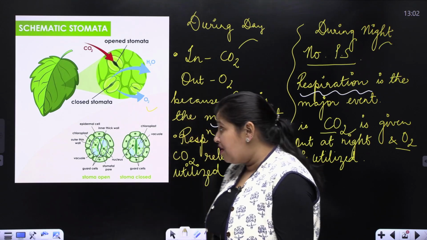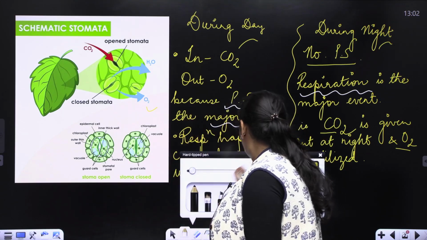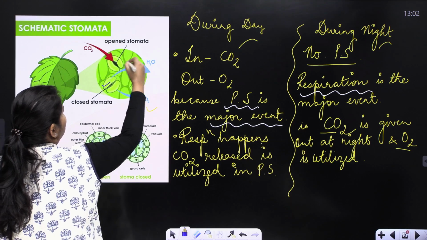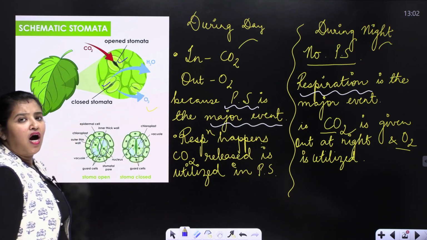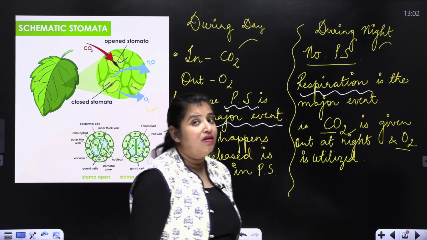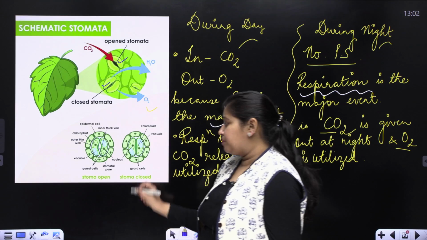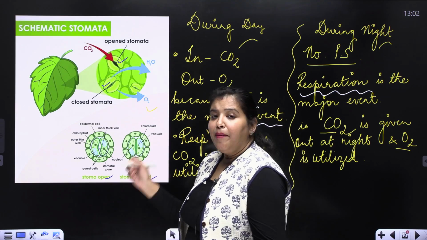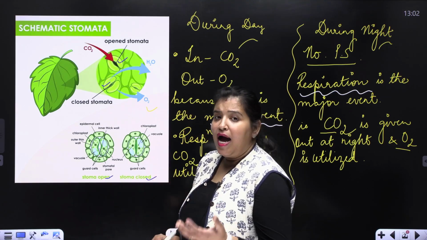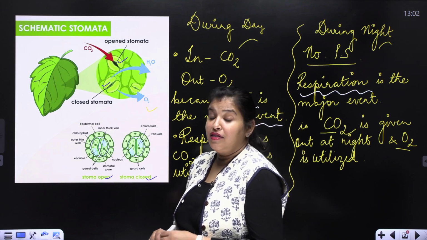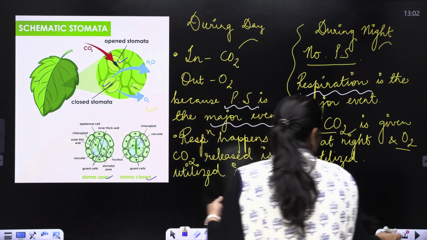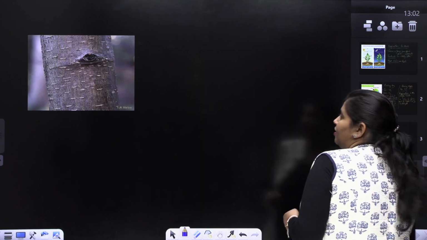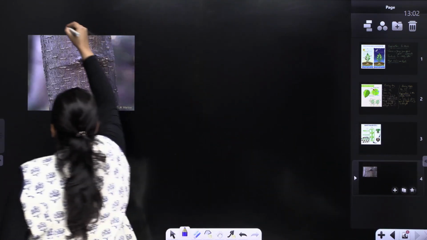And this giving out is done from the stomata, the pore-like structures which are guarded by the guard cells. You can see an open stomatal pore and a closed stomatal pore. They are present on the surface of the leaves and on the green parts of the plant. Yes. So now let's have a look at the next part, the woody part.